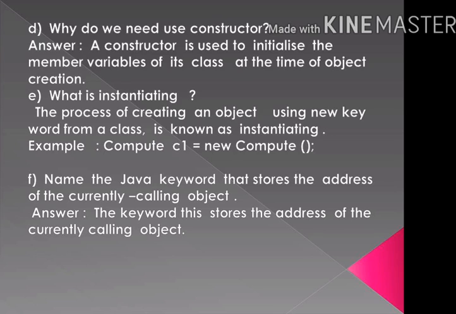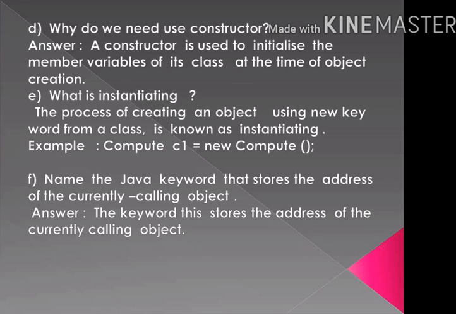Question D: Why do we need to use a constructor? Answer: A constructor is used to initialize the member variables of its class at the time of object creation. For this reason, we need to use a constructor. Question E: What is instantiating? The process of creating an object using the new keyword from a class is known as instantiating.